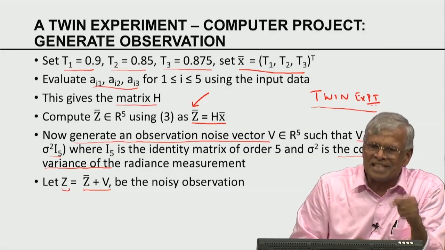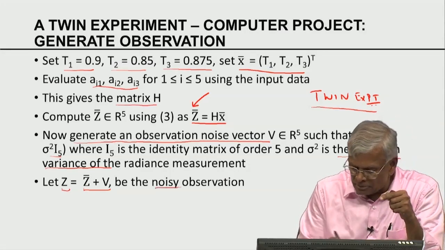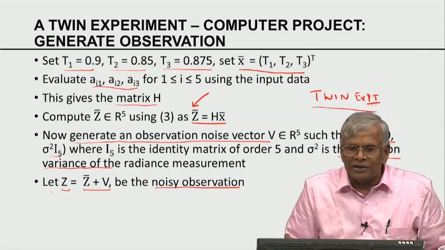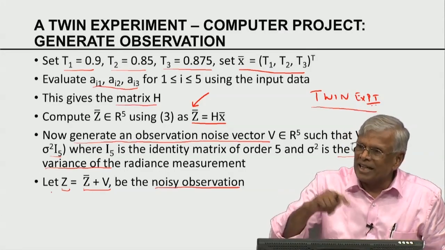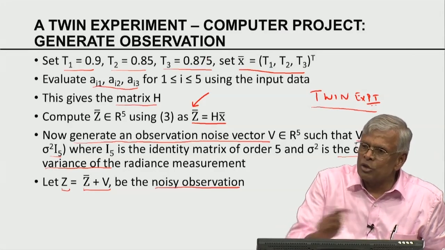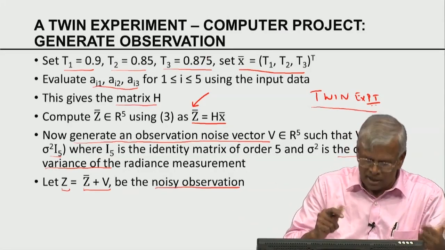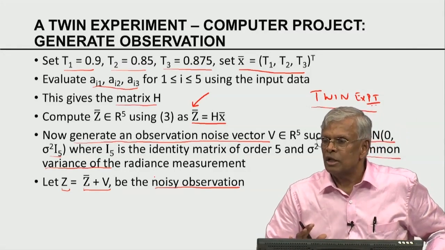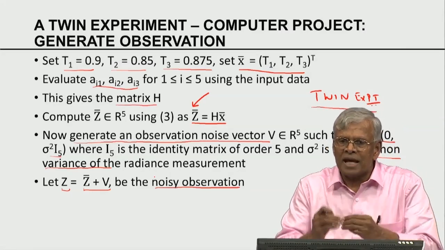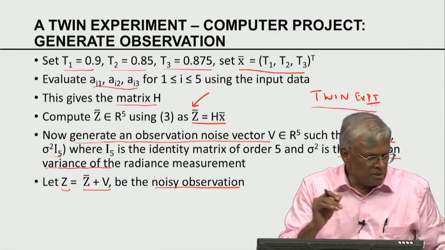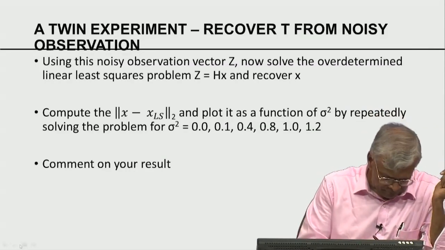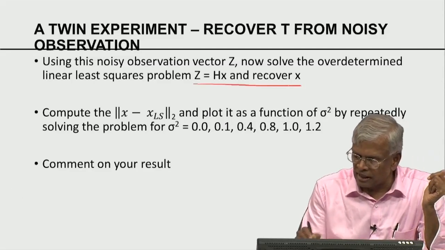So now I am going to consider this Z, which is Z bar plus V, as my noisy observations. If I use Z in my calculations and solve the inverse problem, I should get a T which is very close to T1 equal to 0.9, T2 equal to 0.85, T3 equal to 0.085. And who is going to control the difference between the retrieved value and the original value? The observation noise covariance, sigma square. If sigma square is 0, I should be able to recover them precisely. If sigma square is not equal to 0, I will recover them with some error. The error is largely due to the measurement noise. So using noisy observations of the vector Z, we now solve the overdetermined least square problem Z is equal to H of X and recover X.